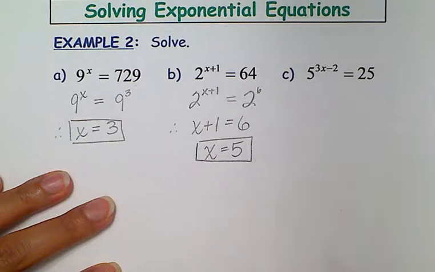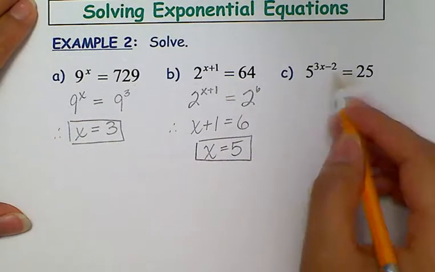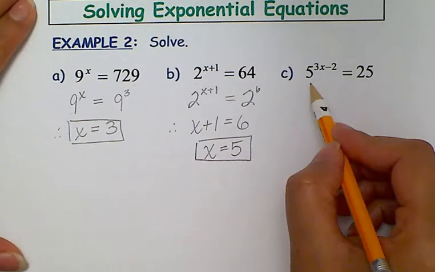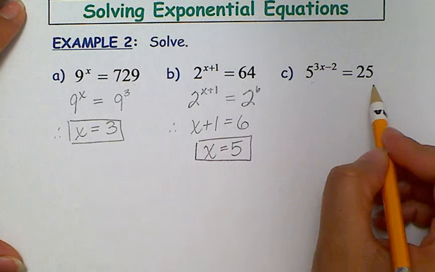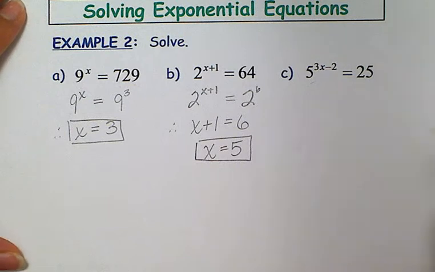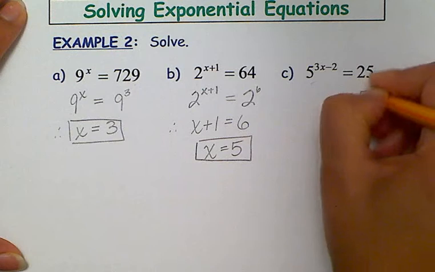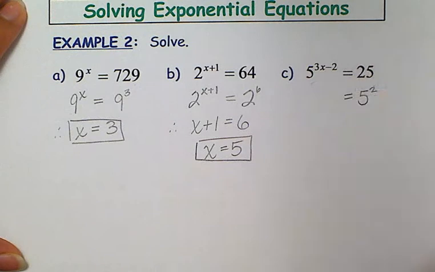Okay, last example, same idea. Look at your two bases. This base has a value of 5. This base has a value of 25. I know I can rewrite 25 with a base of 5. So I know this will just be equal to 5 to the exponent 2. And the left-hand side stays the same.